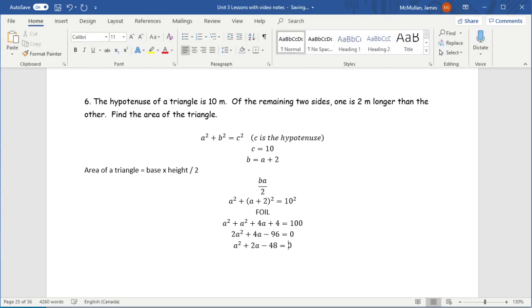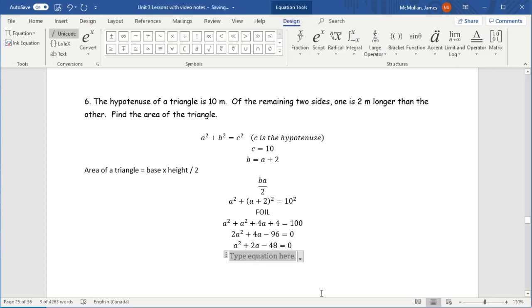Okay, so we get this equation: A squared plus 2A minus 48 equals 0. Let's factor. Two numbers that add up to 2 and multiply to negative 48 would be A plus 8 and A minus 6. Therefore, A could be negative 8 or A could be 6.